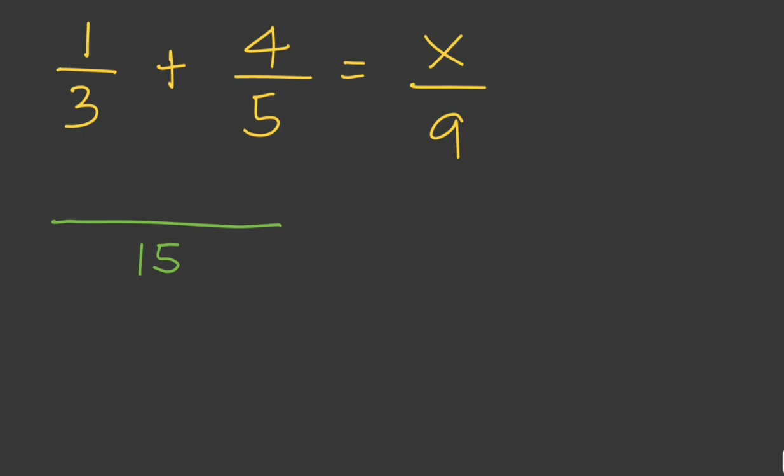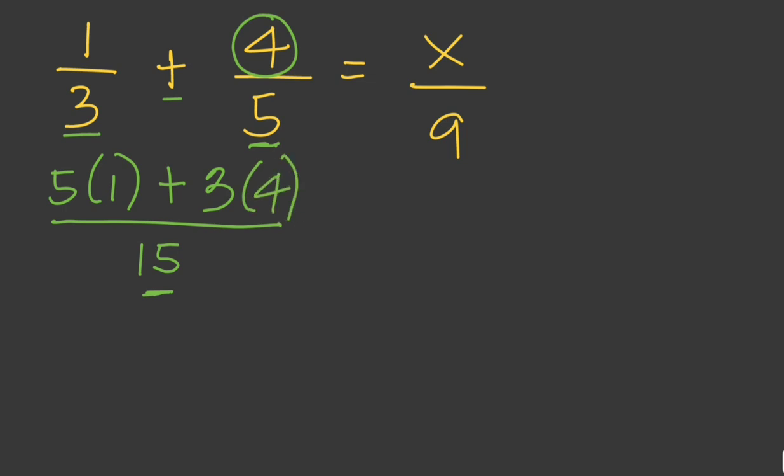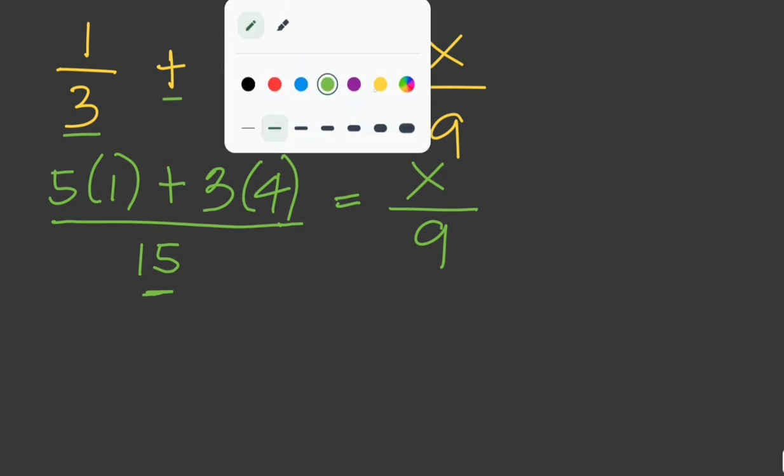So let's write 15 as our common denominator. And now let's solve this. So 15 divided by 3 is 5 times 1. So we just have to multiply the quotient of 15 and 3, which is 5, times 1. And then we copy the operator sign, which is plus. And then we do the same thing with the other fraction. So 15 divided by 5, that is 3. And we multiply by the numerator, which is 4, so that is times 4, equals x over 9.